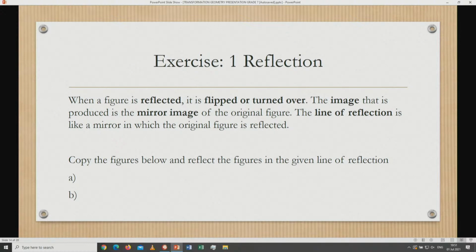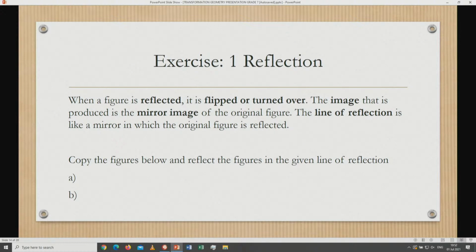The image that is produced is the mirror image of the original figure. So we cannot be flipping a triangle and then ending up with a rectangle. It cannot be the case. When we have flipped or turned over a triangle, our result should also be a triangle that is turned or flipped. It could not be any other shape. It should be the same shape that we flipped.